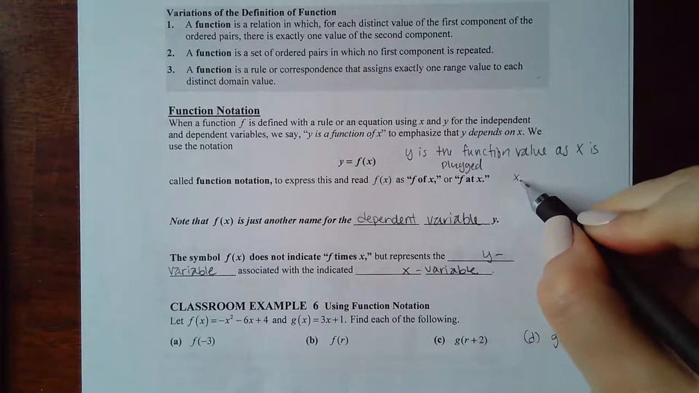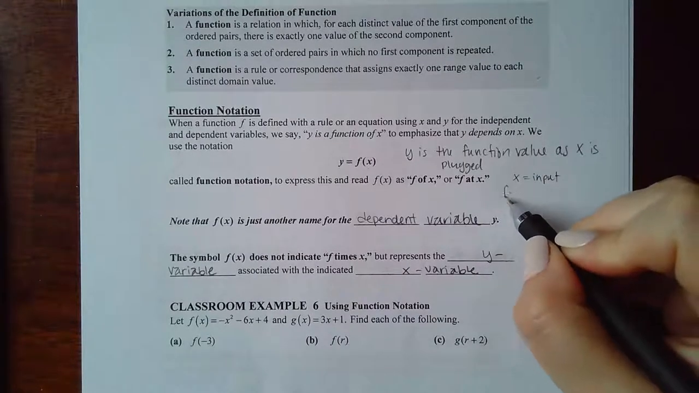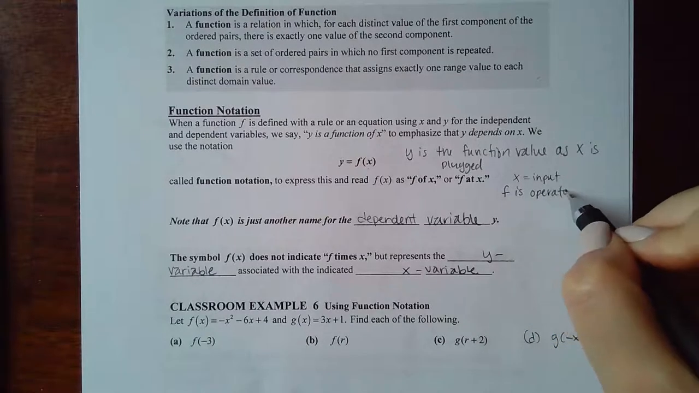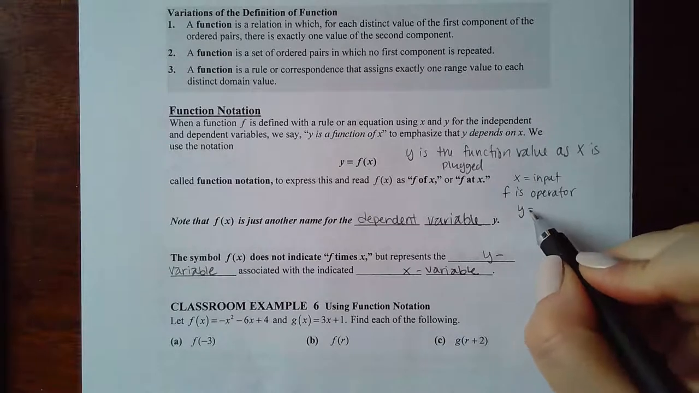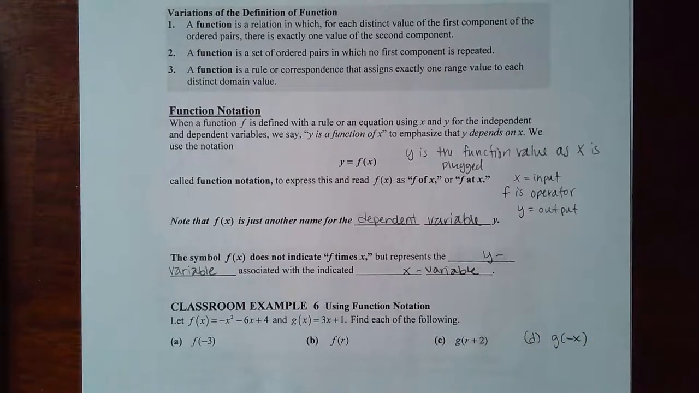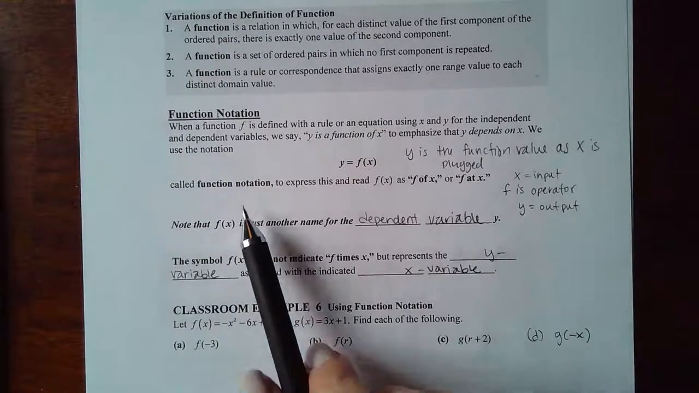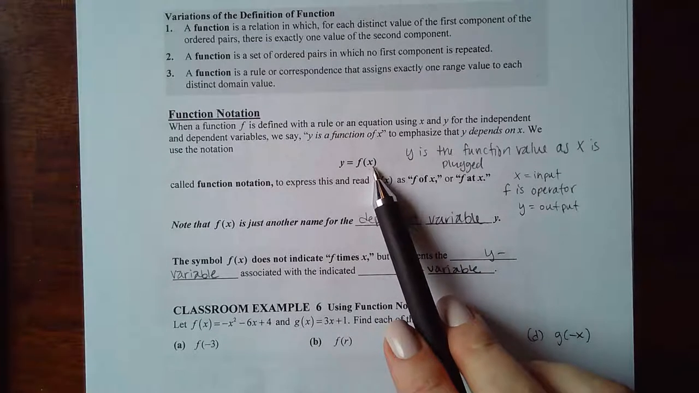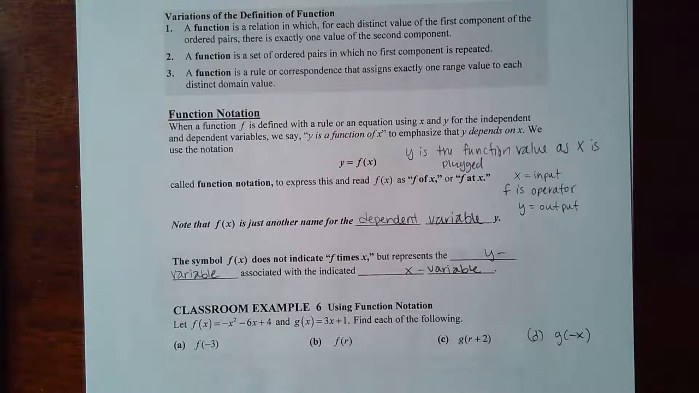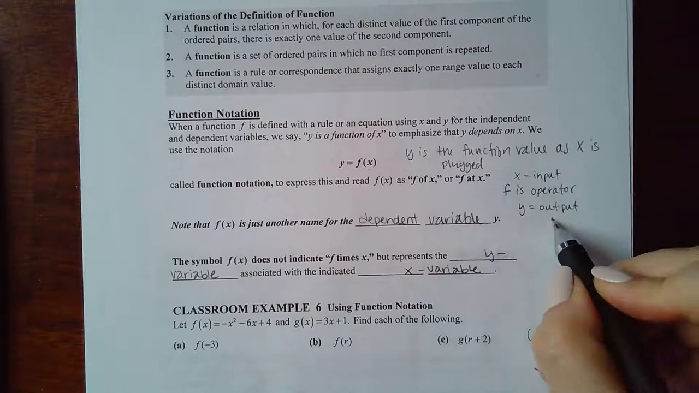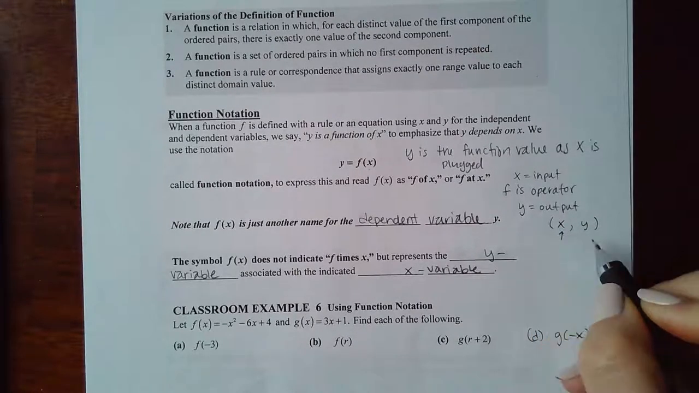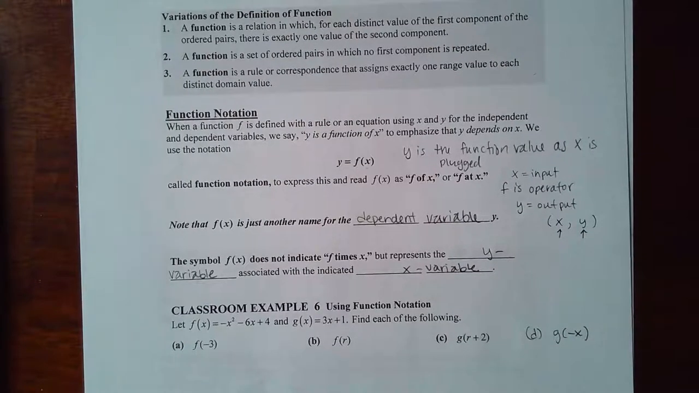Another way to think of it is x is the input, f is the operator, so it's what's happening to the input, and then y is the output. Okay, so that's what these letters represent. So you have to be careful. This does not mean f times x. It means f of x. So I'm applying a function value, applying an operator to an input, and the result is my output, and the result is called y, okay? So when you have these ordered pairs like this, you have to remember, this guy is the input, this guy is the output. And what process did it go through? That function, okay? It went through that function.